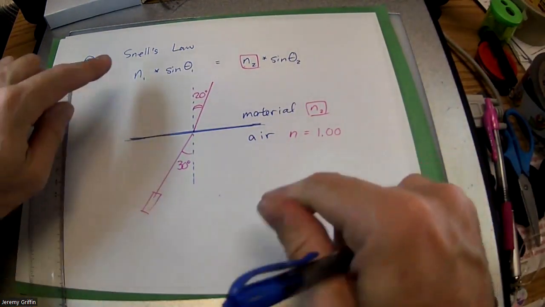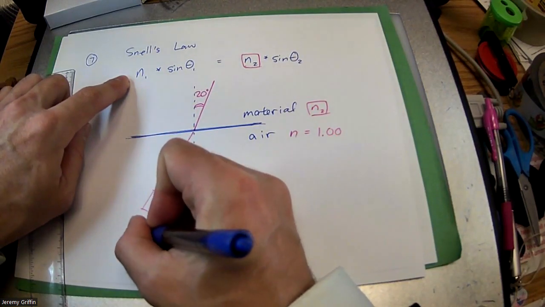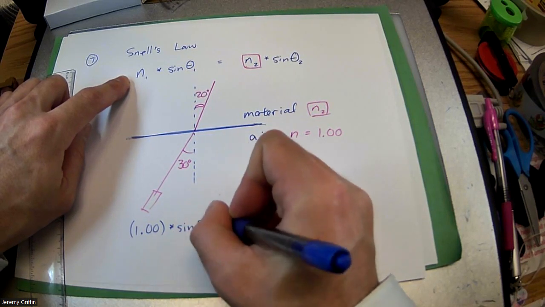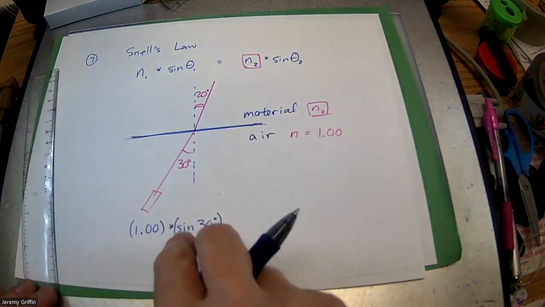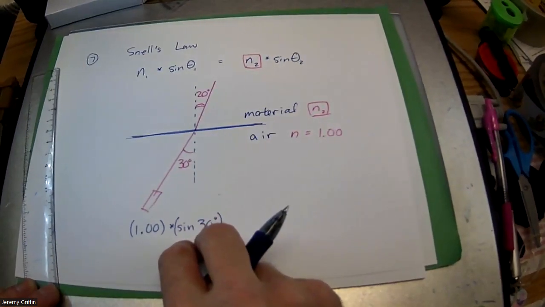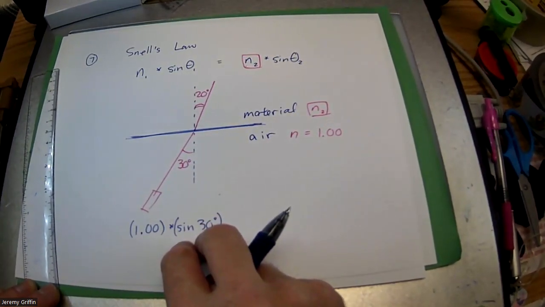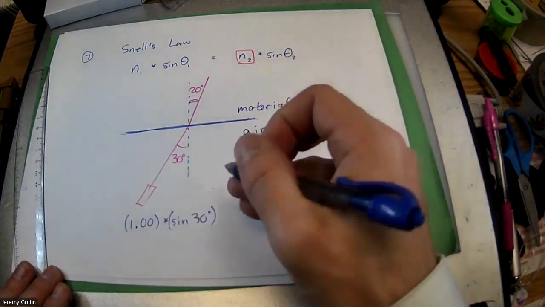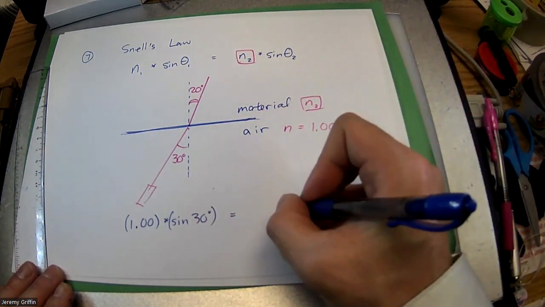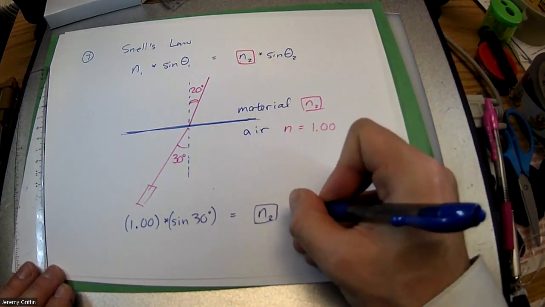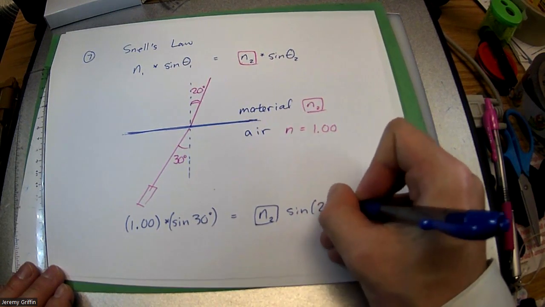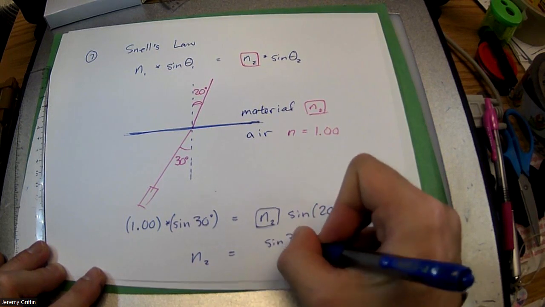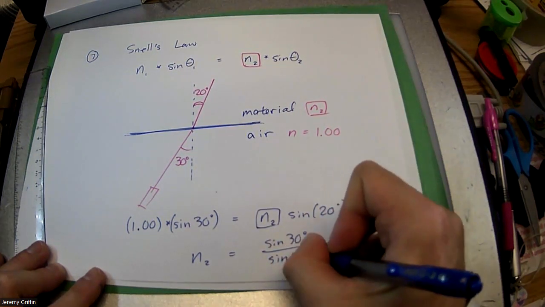All right, so N1, which is just air, 1.0, times sine of 30 degrees. Review: guys, what is sine of 30 degrees? 1/2, exactly. You see that a bunch of times in here, so use that over and over. N2 we're solving for, times sine of 20 degrees. So the answer is whatever sine of 30 degrees divided by sine of 20 degrees is.